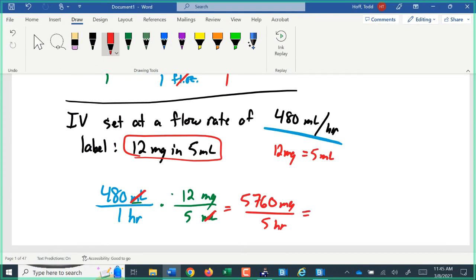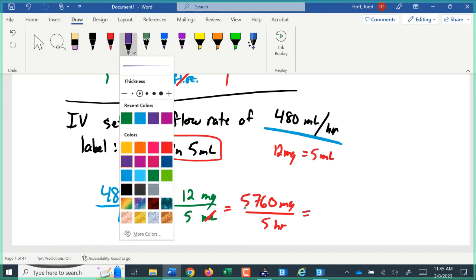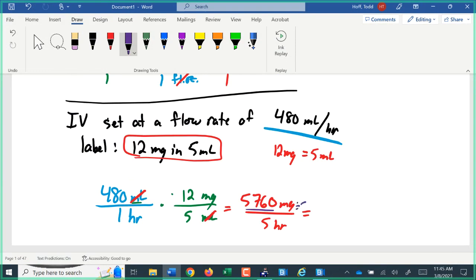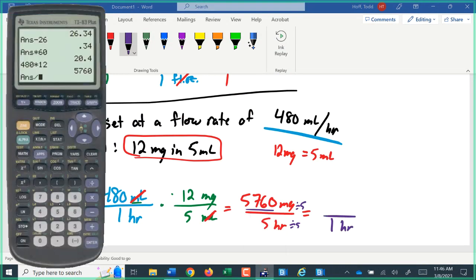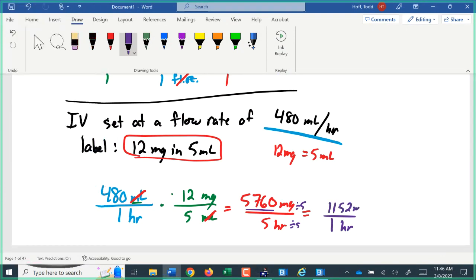And then we have to divide that out. We divide both the top and bottom by 5. Of course, 5 hours divided by 5 is just 1 hour. 5,760 divided by 5 is 1,152 milligrams. So that is 1,152 milligrams per hour of that medication if they're receiving 480 milliliters per hour of solution.